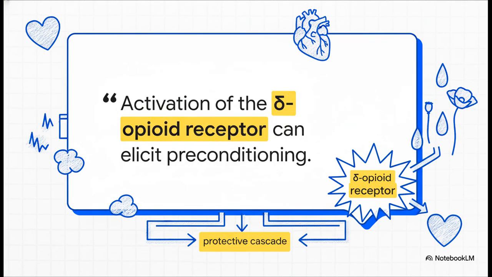And this statement is so powerful because it perfectly bridges our previous discussion on preconditioning with our current topic of opioids. Just like the volatile anesthetics, it turns out that opioids can also trigger a preconditioned protected state in the myocardium, and a growing body of research is pointing very specifically to the delta opioid receptor as being a key player in initiating this protective cascade.